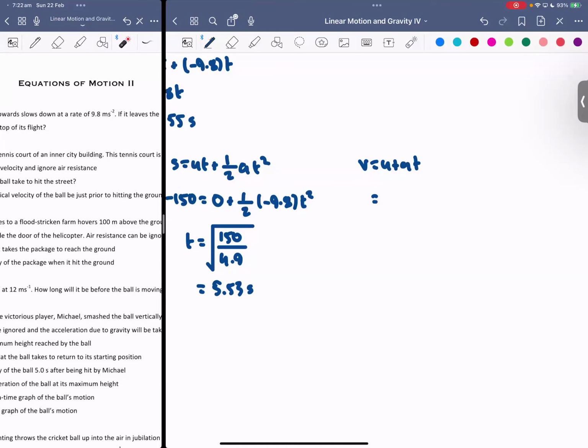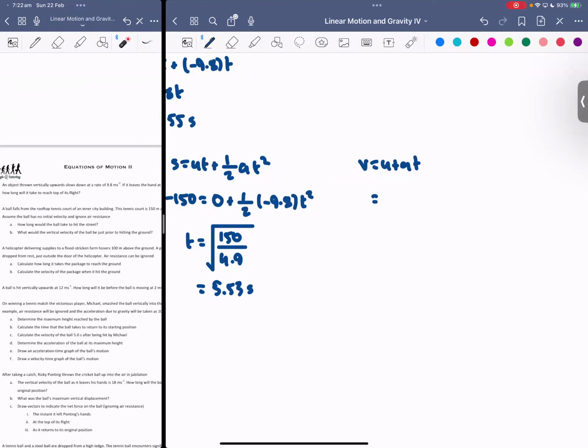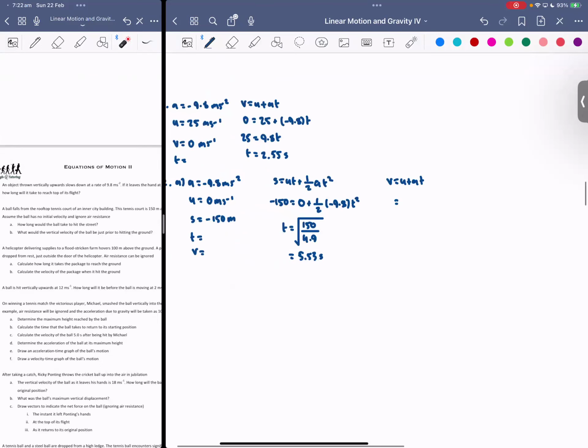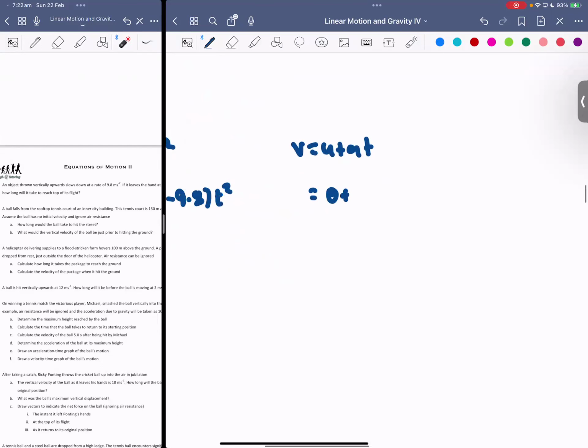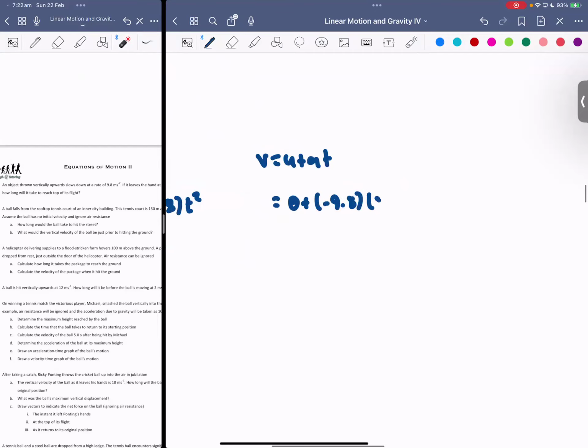U was, what was U? U was 5. No, it was 0. A was negative 9.8, and I just worked out time was 5.53. So what do we get for V? Negative 54.2, three significant figures.